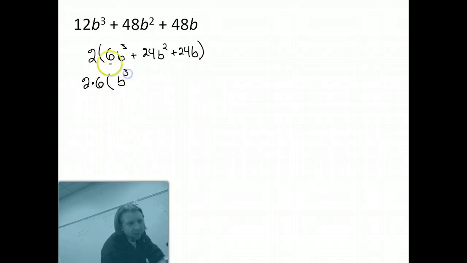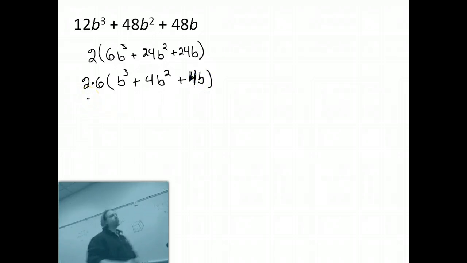So b to the third, because 6 divided by 6. 24 divided by 6 leaves 4. And 24 divided by 6 leaves 4. Wait, how did you get 6? I was just asking, is there a common number that divides evenly into 6, 24, and 24? 6 does. So let's pull it out.